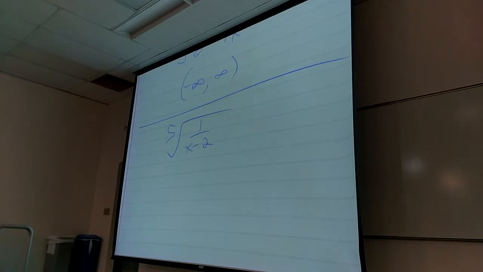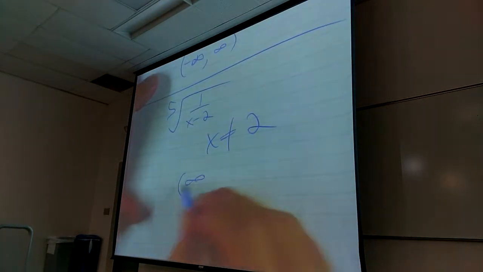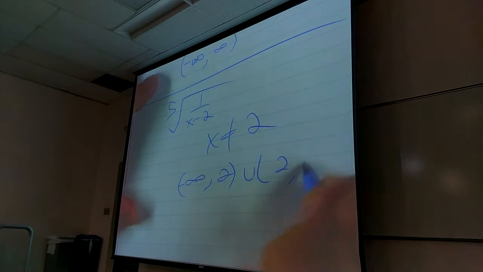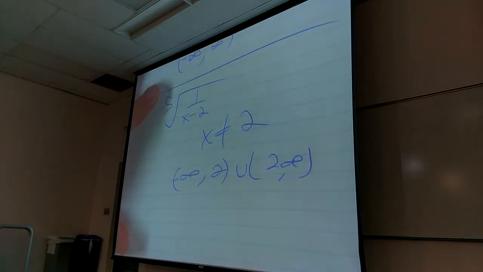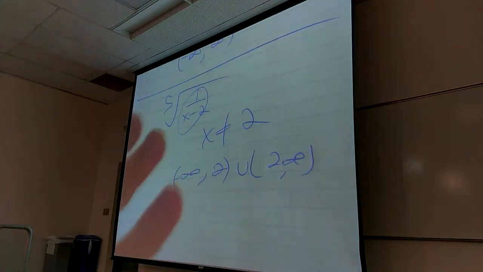Even roots have problems. Odd roots don't. But you've got to be careful. If they are evil and they put a problem on the inside, you've got to be careful of that. So here, what's the domain? X cannot be 2. Or negative infinity to 2, union 2 to infinity. I like it. Just want to show an example of where an odd root might have a problem. It's not the root's problem, it's the function on the inside's problem.